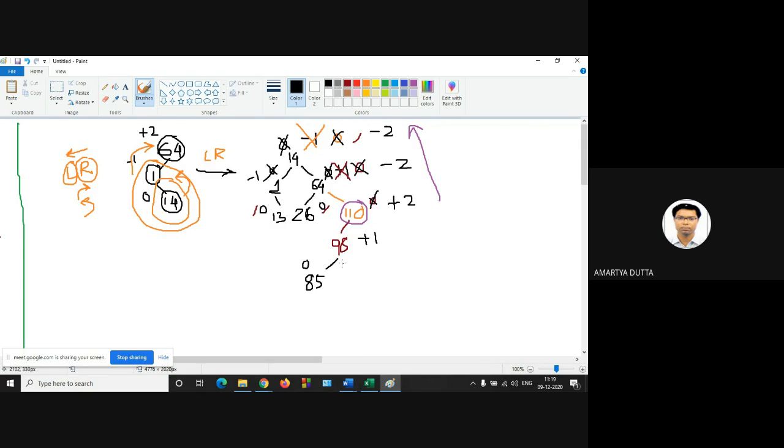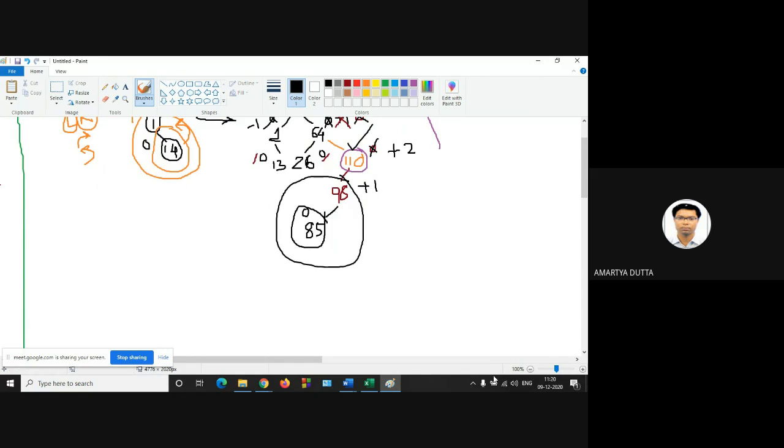So 110 should be modified. But which rotation is appropriate? Can you guess? RR rotation. LL. Why does someone say RR again? Sir, LL. Why LL? Because 85 is inserted in the left subtree of the left child 98, the left subtree of 110.